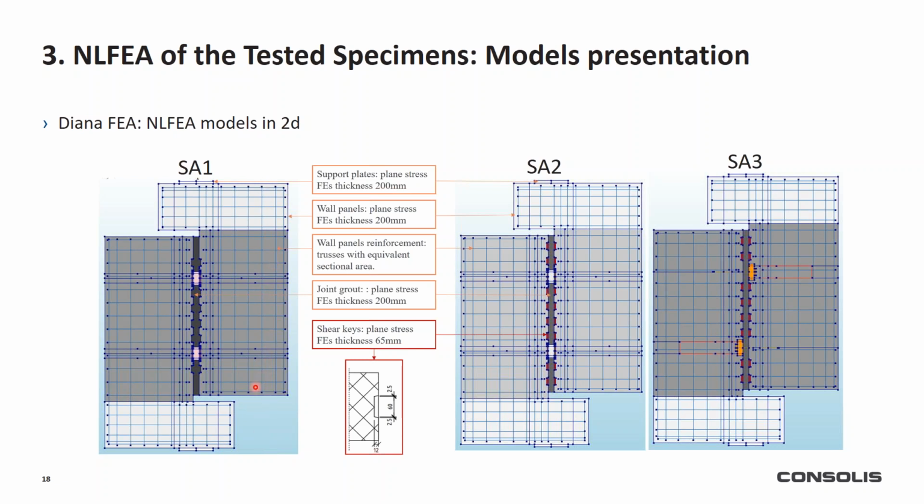And we had the truss reinforcement modeled with truss elements, and the joint was modeled with plane stress elements. Trickier was to model the shear keys for the second and the third series. Here we had a reduced size of the shear keys, and the finite element thickness was adjusted to account for this fact.